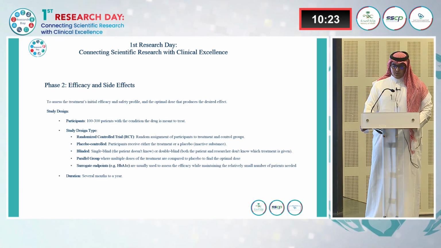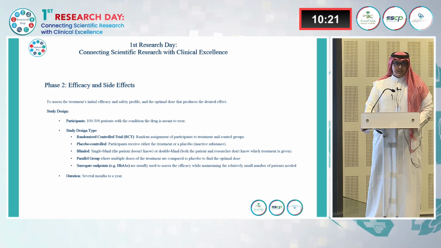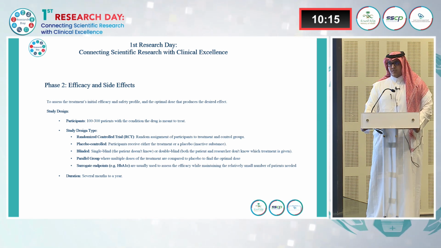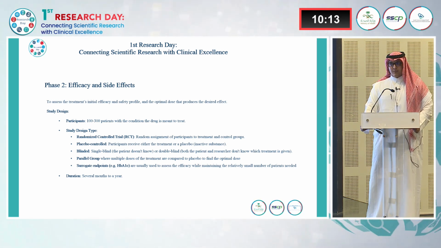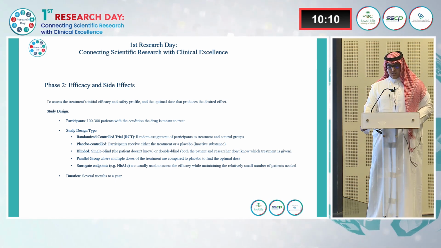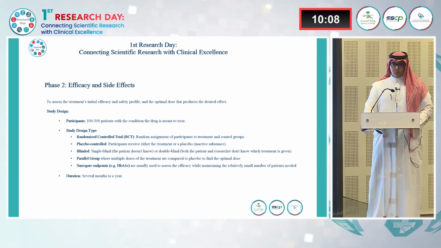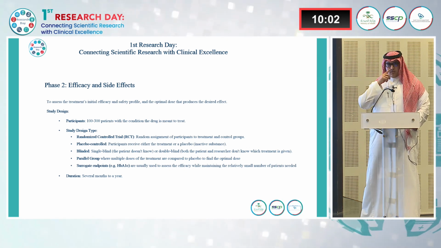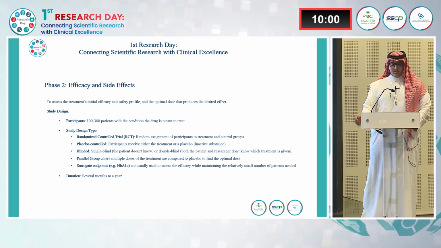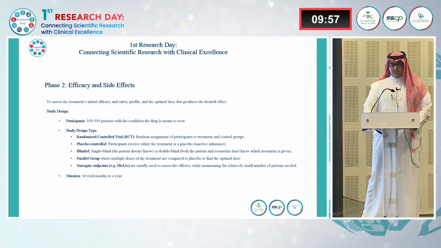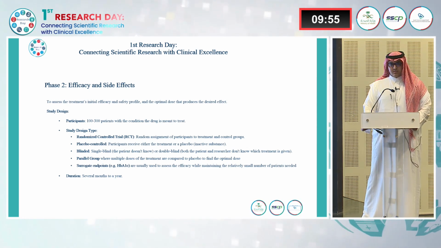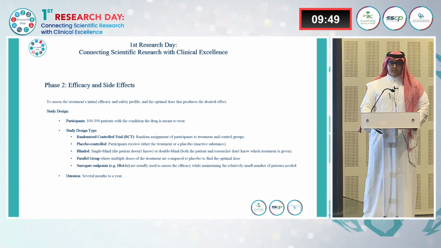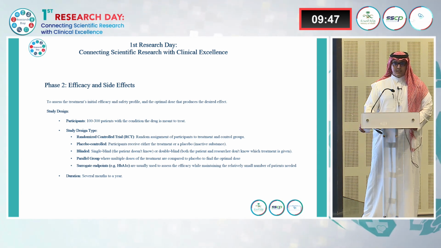For phase 2, we are looking for efficacy and side effects. We already have an initial profile about the safety. Then we are looking for the efficacy to understand the optimal dose, a safe dosage. Then we go to the study design. We are here including hundreds of patients. In phase 2, we start with patients with the targeted disease.